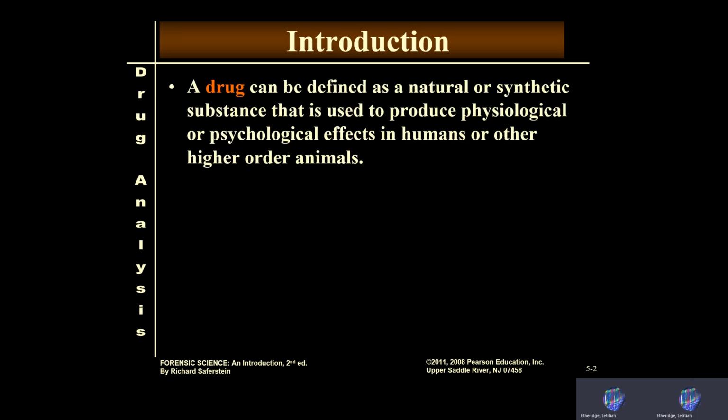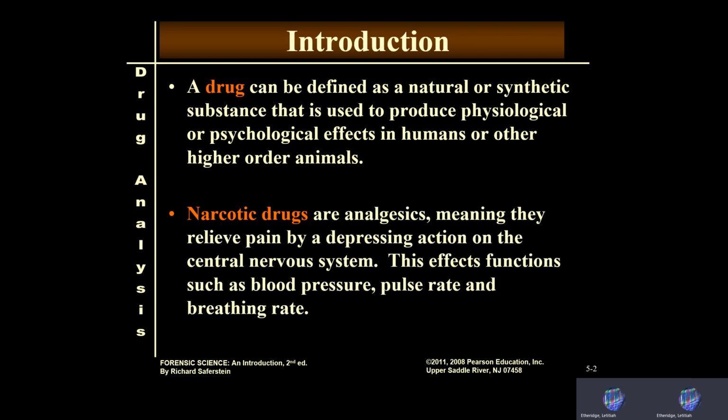All right, so let's get started with the introduction. What is the definition of a drug? A drug can be defined as a natural or synthetic substance that is used to produce physiological or psychological effects in humans or other higher order animals.